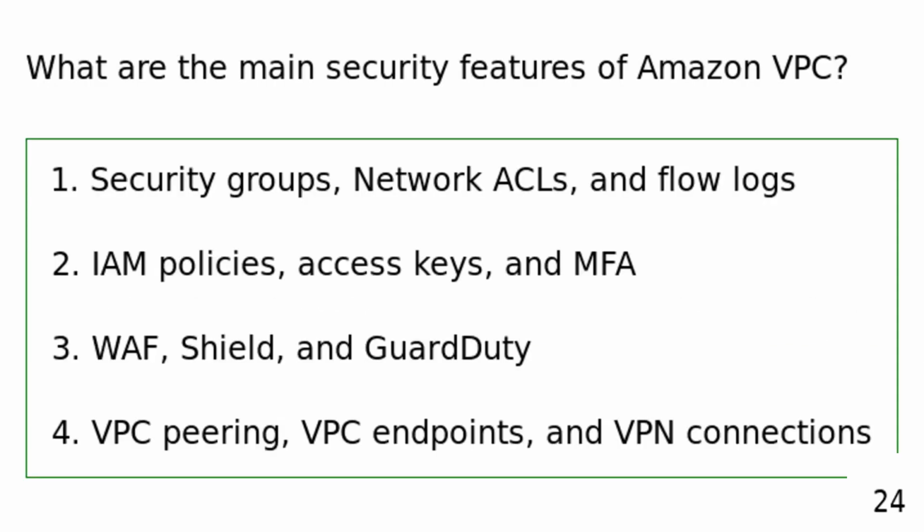What are the main security features of Amazon VPC? Security groups, network ACLs, and flow logs. IAM policies, access keys, and MFA. WAF, Shield, and GuardDuty. VPC peering, VPC endpoints, and VPN connections.